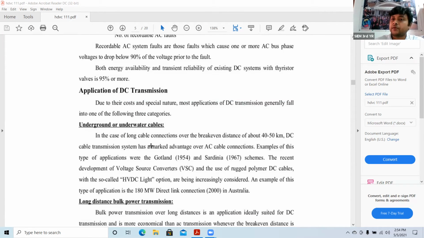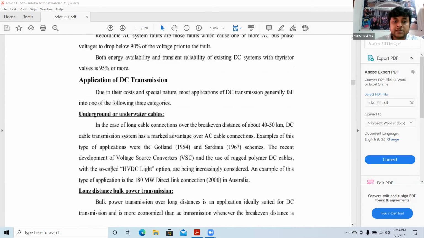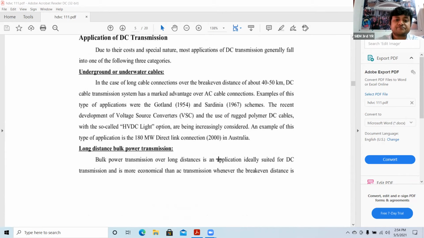Now, these applications we have already discussed. I will not tell this thing again because DC transmission underwater cables. So what are the uses? I have written here. Okay, like you see 100 megawatt direct link connection in Australia. Okay, so these are some examples I have mentioned. Gotland 1954 and Sardinia 1967 schemes. So this is where HVDC underwater cables are situated.